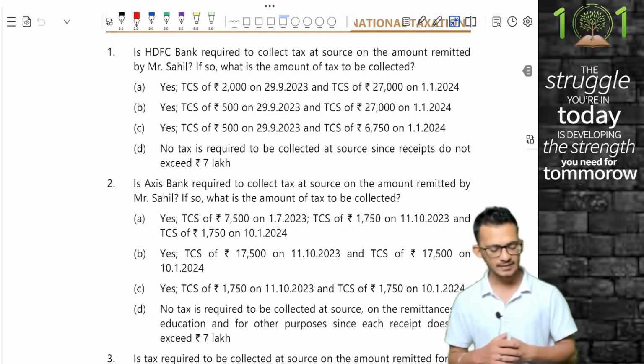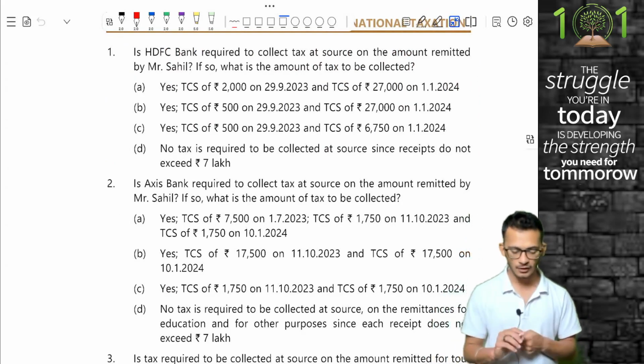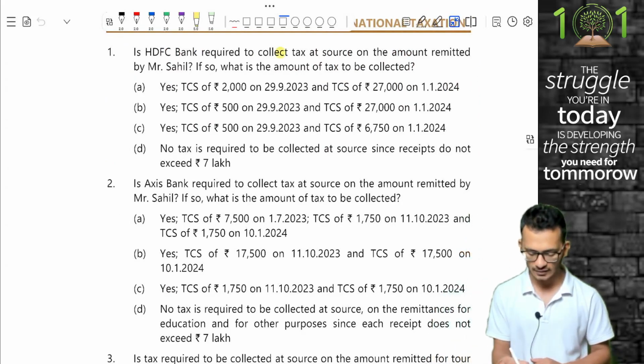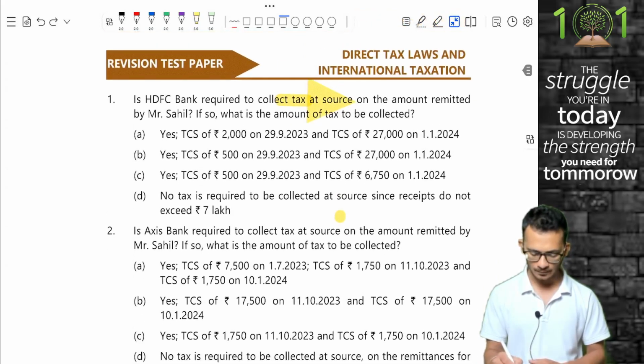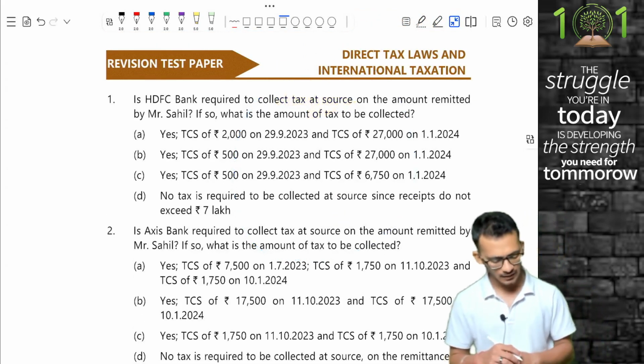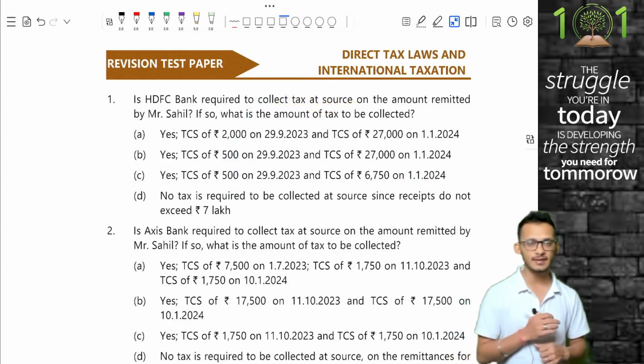First question is saying, is HDFC Bank required to collect tax at source? So this is more of a TCS related question. So we will solve it as a TCS related question later on. Let's look at the facts and then we'll figure out if there are any TCS related provisions to be understood. Second, is Axis Bank required to collect TCS? So the second question is also TCS related.